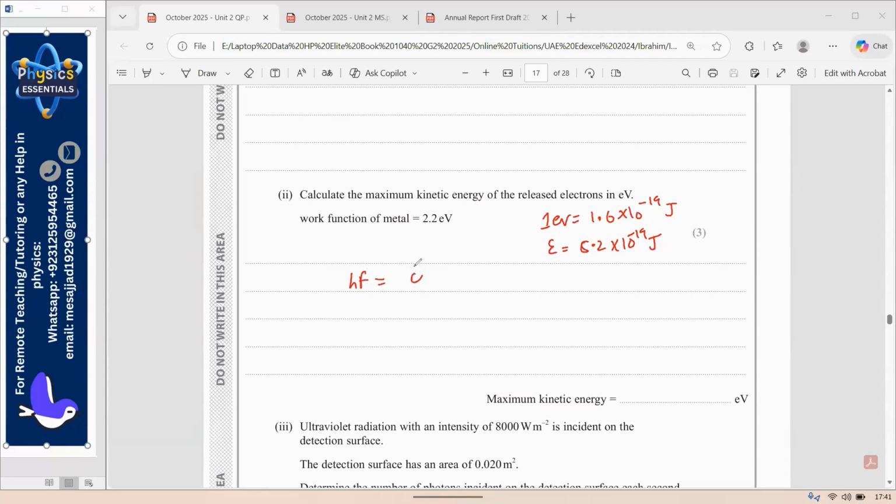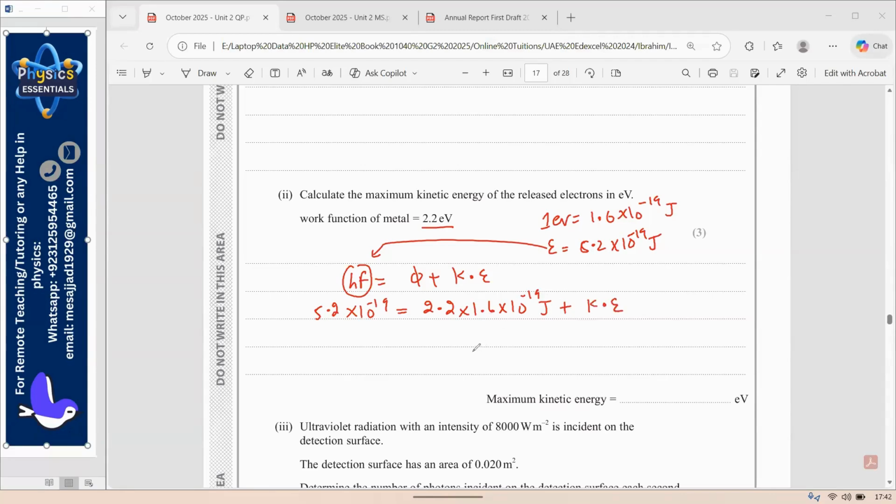Okay, so you will just write the photoelectric effect equation, which is hf equals phi plus KE, right? And this hf is actually the energy of the incoming photon, and it is going to be 5.2 into 10 raised to the power minus 19 equals the work function, which is given as 2.2 eV. So 2.2, converting it first of all into joules, because we have the data energy of the incoming photon in joules, plus KE.